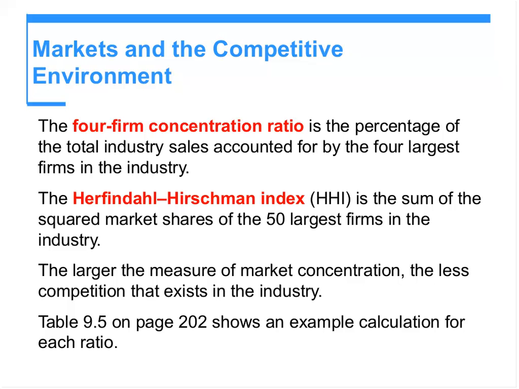The second one, the Herfindahl-Hirschman index, is the sum of the squared market shares of the 50 largest firms in the industry. The larger the measure of market concentration, the less competition exists in the industry. If you have a larger concentration measure, definitely you have fewer companies contributing to this industry, so you end up with less competition.